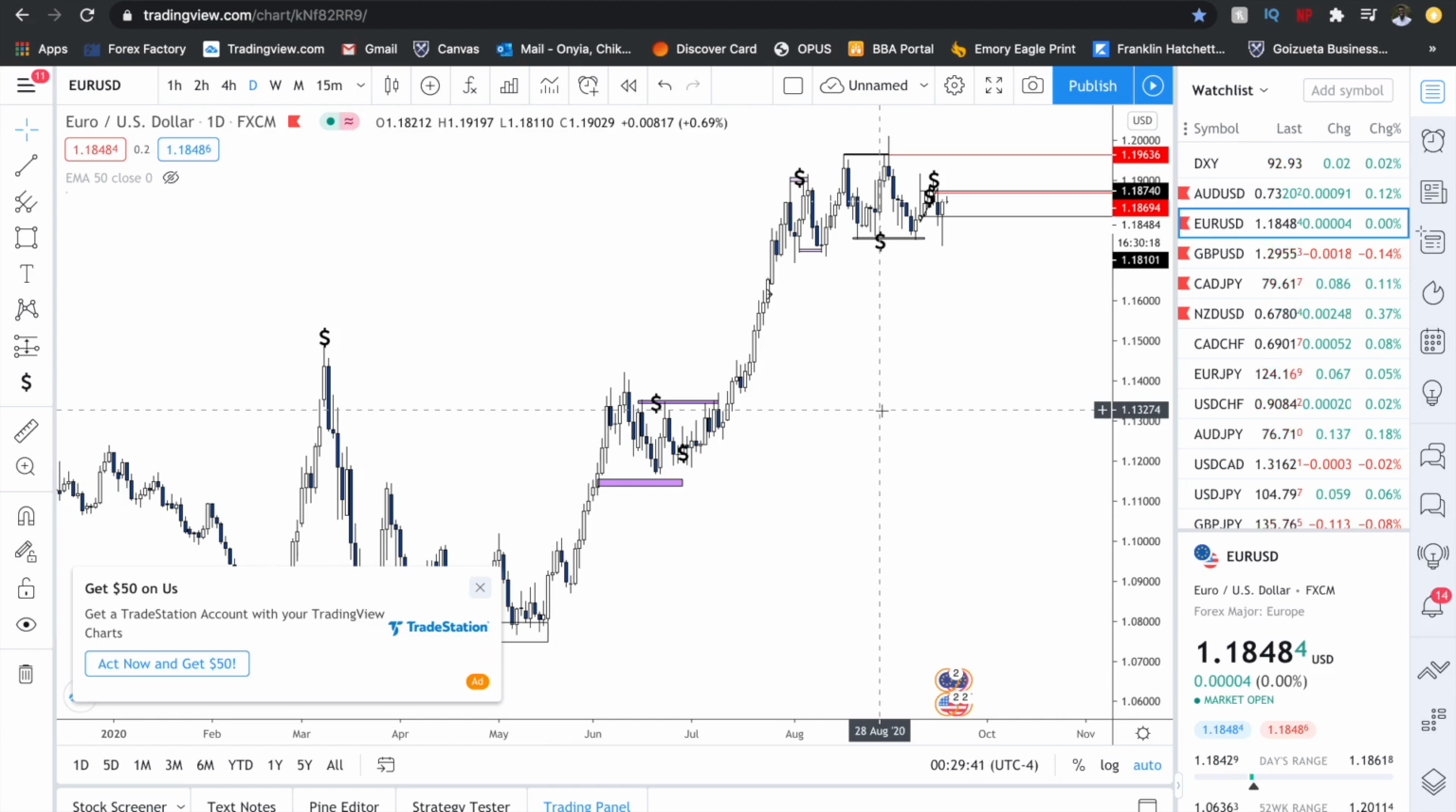So you want as much confluence as possible. Think about it this way. Short term is low probability, long term high probability. You want high probability trades. You want trades that are going to, in the long run, win you more over time.